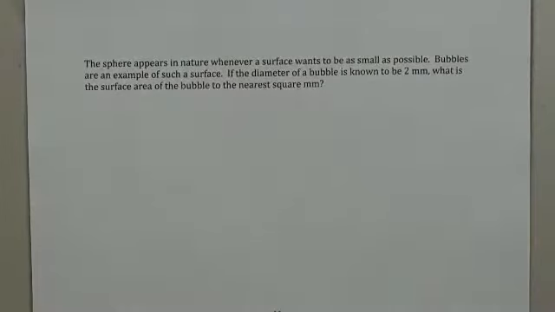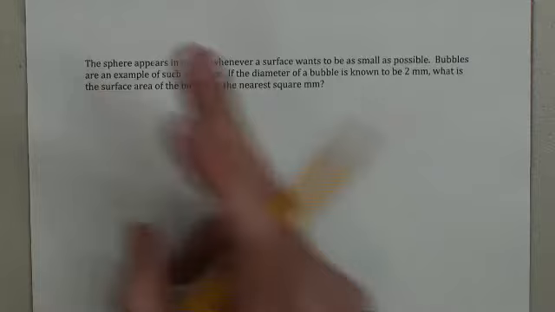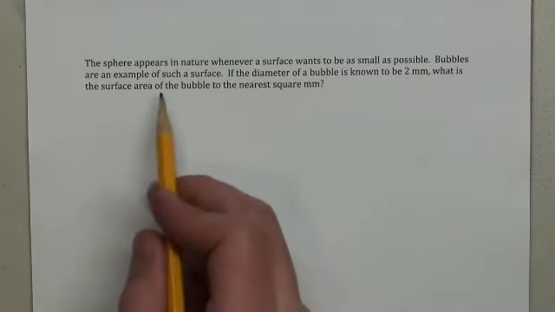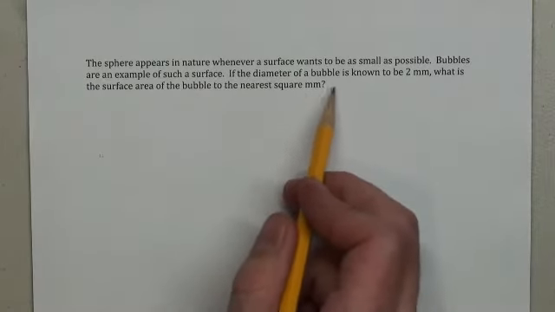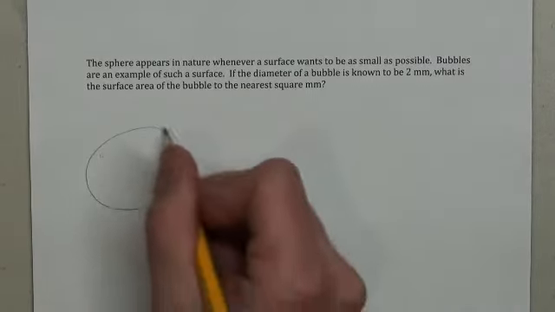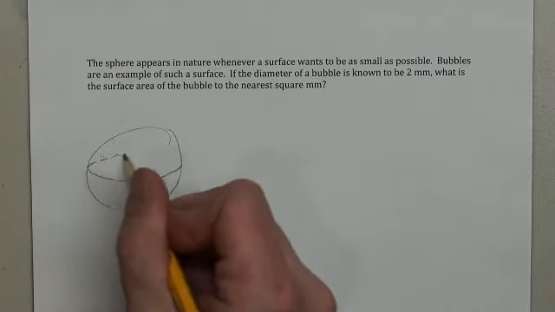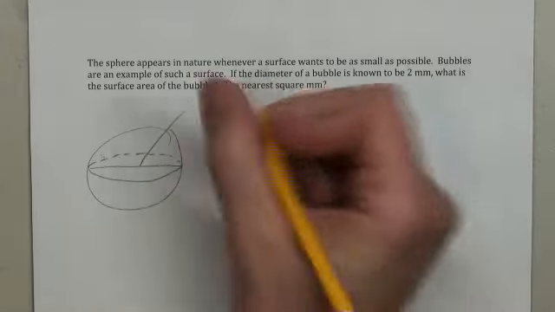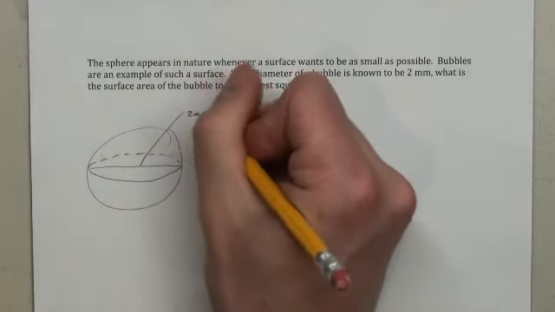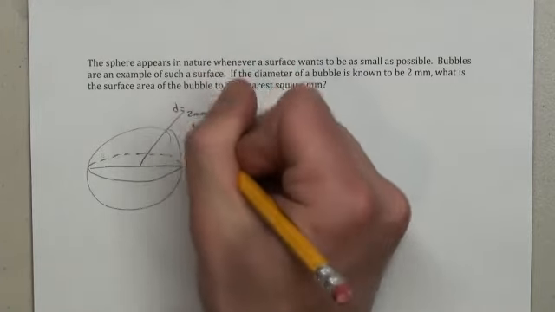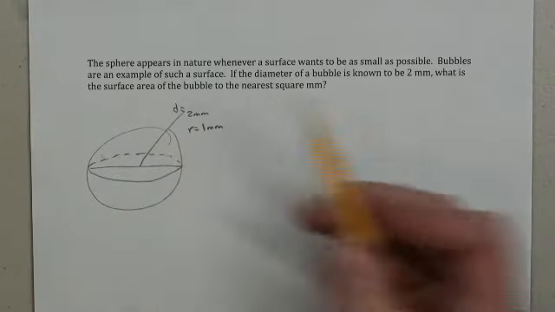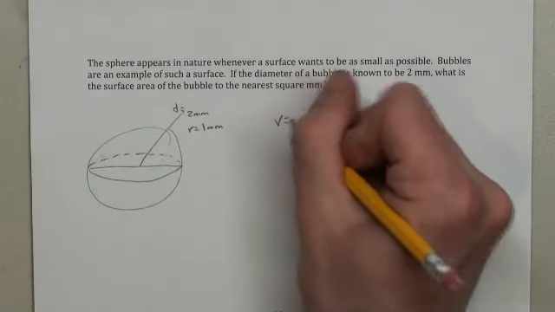Obviously, there's been a lot of Regents problems on spheres because these are all Regents problems. The sphere appears in nature whenever a surface wants to be as small as possible. Bubbles are an example of such a surface. If the diameter of a bubble is known to be 2 millimeters, then the radius is 1 millimeter. What is the surface area to the nearest square millimeter?